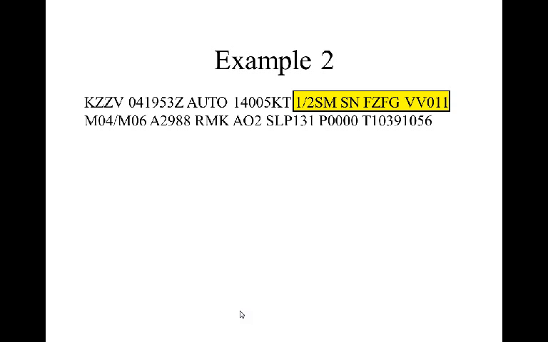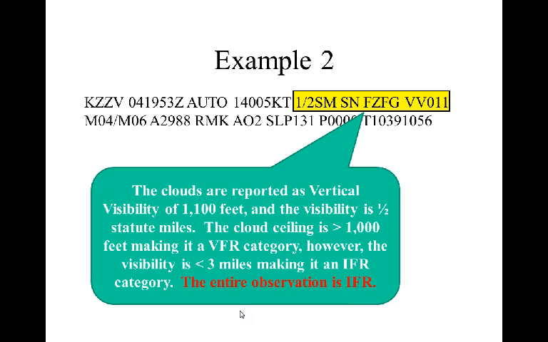Looking back at the visibility and the ceiling, the visibility is well below 3 miles, as indicated here by the half statute mile. And the vertical visibility is at 1,100 feet, which is slightly above the 1,000 foot threshold between IFR and VFR. However, when determining if we're going to have an IFR or VFR METAR observation, we always go with the lowest possible value. So in this case, with 1/2 statute mile visibility bringing the METAR into the IFR category, we say the entire observation, even though the ceiling is higher than 1,000 feet, is actually an IFR condition.